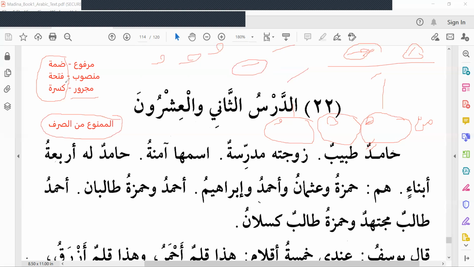Then what happens in the majroor state? For this kind of noun, in the majroor state, we will give fataha. So we say it is majroor by fataha. We will give fataha, but the state of the word will be majroor. Okay. This kind of al-mamnu min as-sarf will not take tanween and also kasra. We are going to learn these categories of nouns in this lesson. Al-mamnu min as-sarf.